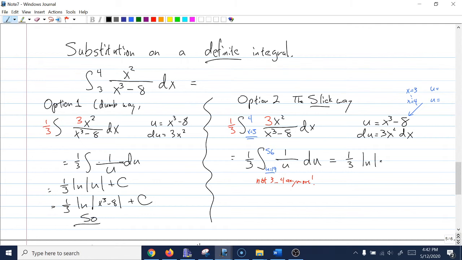1/3 natural log absolute value of u. I need to evaluate that from u equals 19 to u equals 56. 1/3 natural log absolute value of 56 minus 1/3 natural log of 19. I guess I don't need the absolute values because 56 is positive. And then maybe you do the same dumb thing.